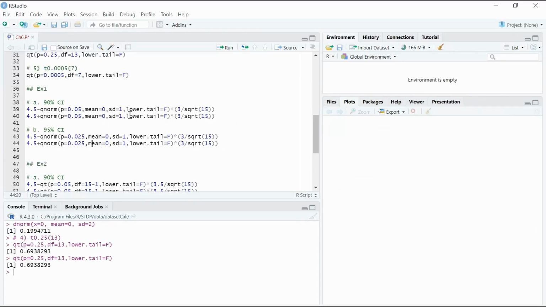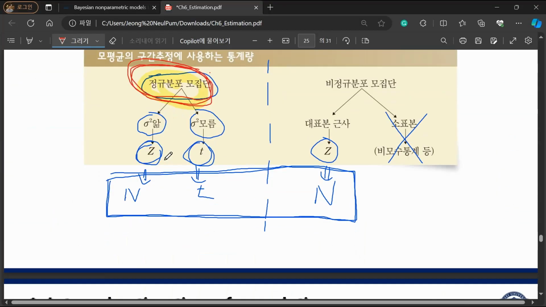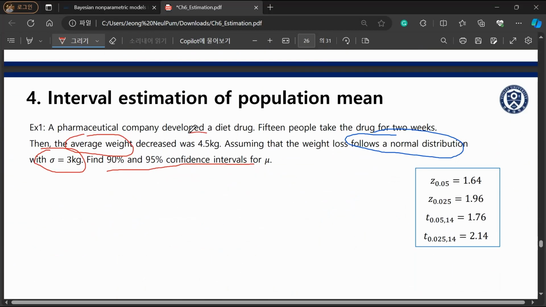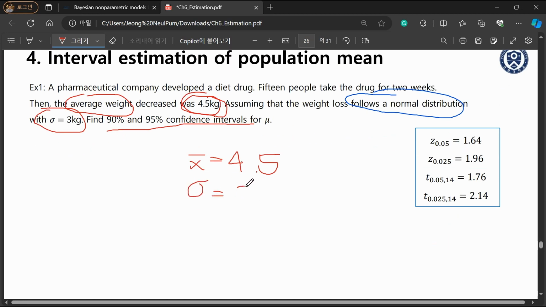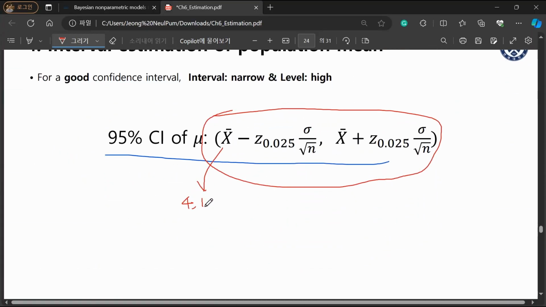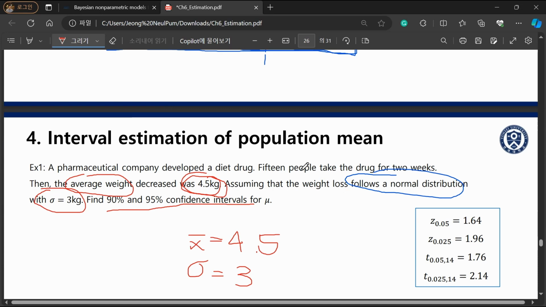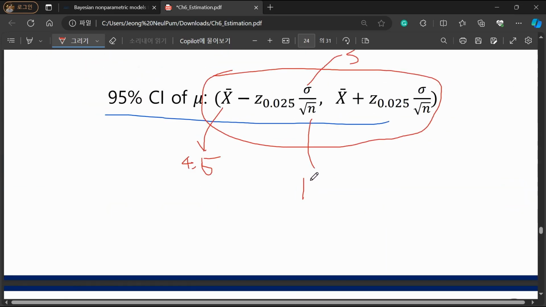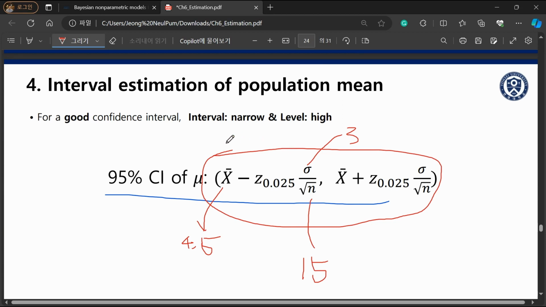It already gives us the sample mean here, which is 4.5, and sigma is 3. So this is 4.5 now, and sigma is 3, and we also know the sample size here, which is 15. Then it means that we can now compute the value from our programming, and we can also calculate this quantitative value from the qnorm function.